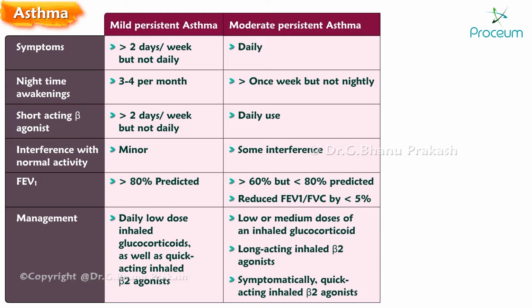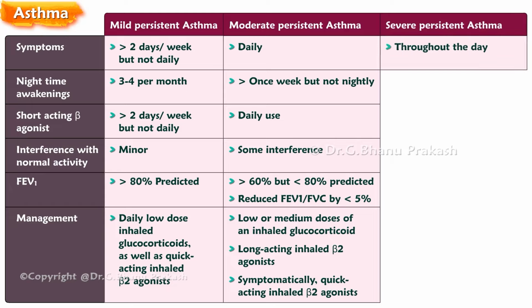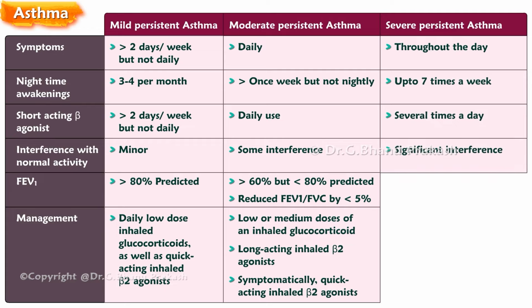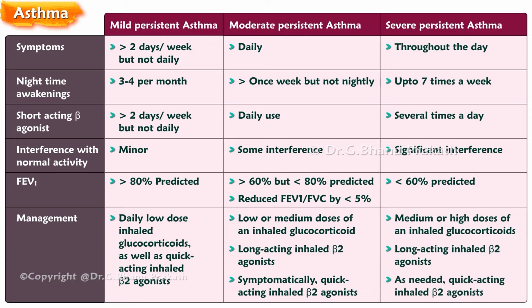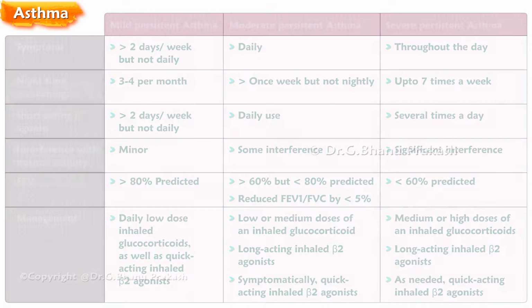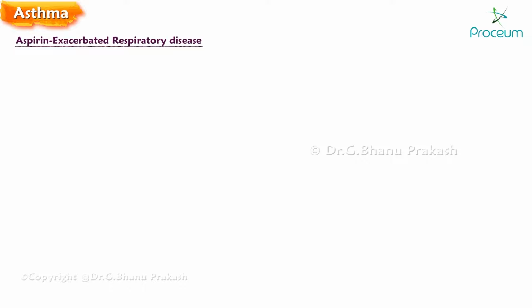inhaled beta-2 agonist. Severe persistent asthma. Severe persistent asthma is defined as having symptoms throughout the day, nighttime awakenings up to 7 times a week, use of a short-acting beta-agonist several times a day, significant interference with normal activity, FEV1 less than 60% predicted. Severe persistent asthma is managed with medium or high doses of an inhaled glucocorticoid, long-acting inhaled beta-2 agonist, as needed, quick-acting inhaled beta-2 agonist. Aspirin-exacerbated respiratory disease.